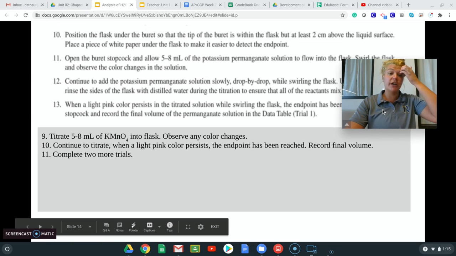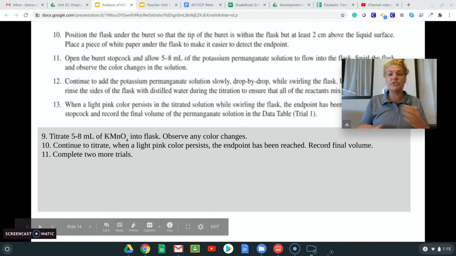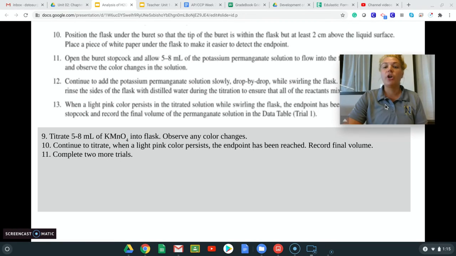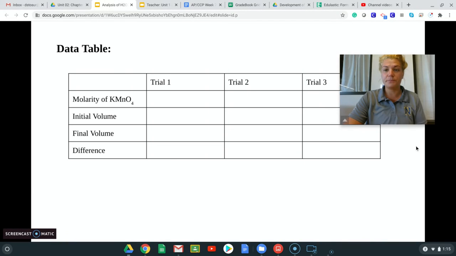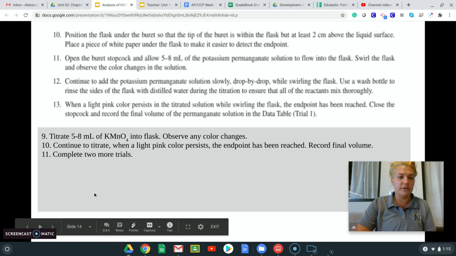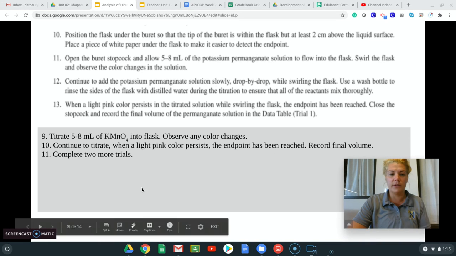So you're going to titrate initially 5 to 8 milliliters to watch what's happening with the color change. And then you're going to continue to titrate until you get that light pink color. And then the endpoint's reached once you see that light pink color. You're going to record the final volume and then complete 2 more trials. Sorry, I should probably go back so you can pause and look at that.